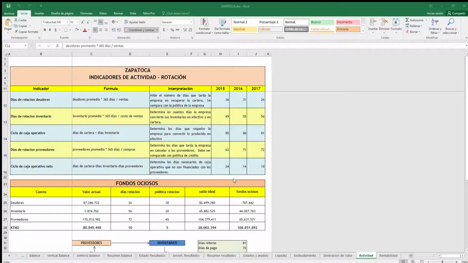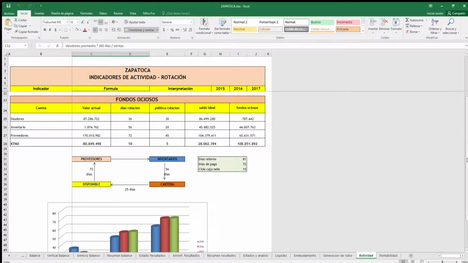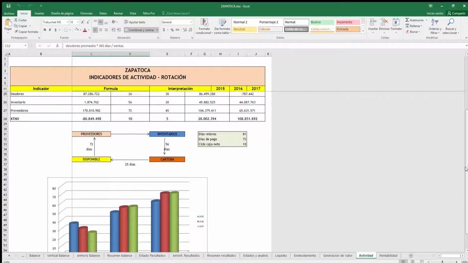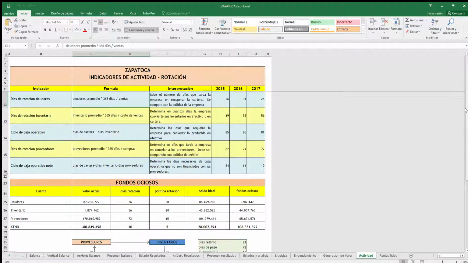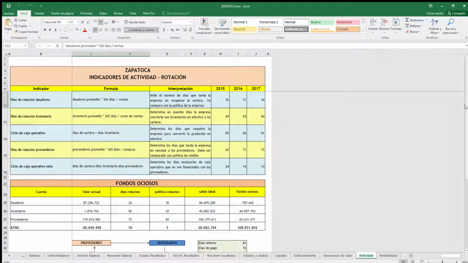Activity. In the activity indicator, we can deduce that the company converted its inventory into cash 56 times, each day that the company converts inventory into cash. This has increased in the last 3 years.